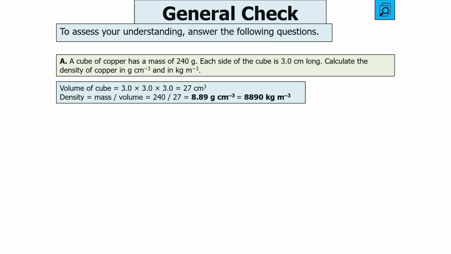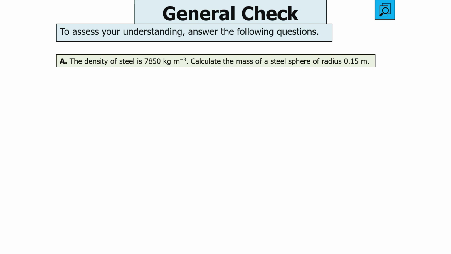The volume of the cube is 3 times 3 times 3 centimetres, so it's 27 centimetres cubed. Density is mass over volume, so it's 240 over 27, which is 8.89 grams per centimetre cubed. To turn that into kilograms per metre cubed, you multiply by 1,000, so it's 8,890 kilograms per metre cubed. The density of steel is 7,850 kilograms per metre cubed.